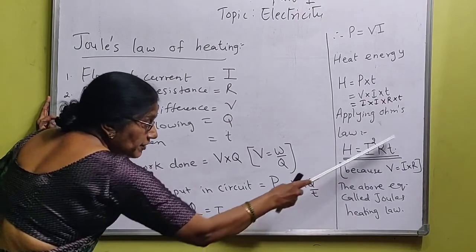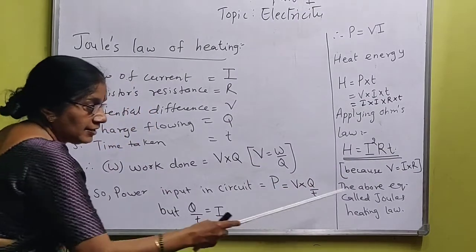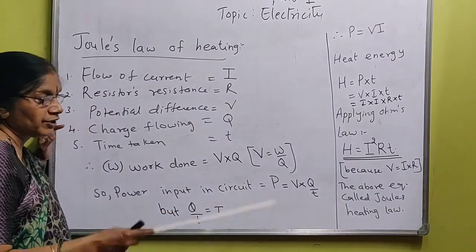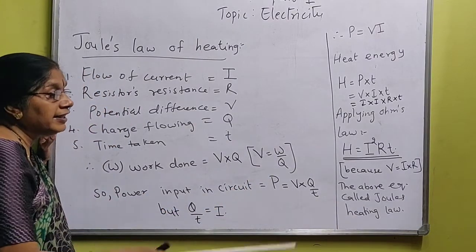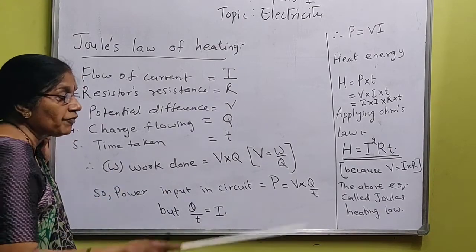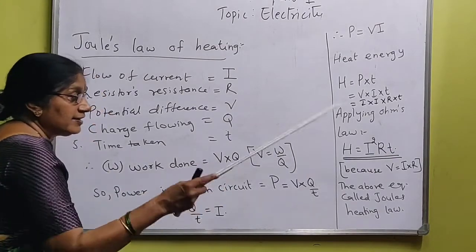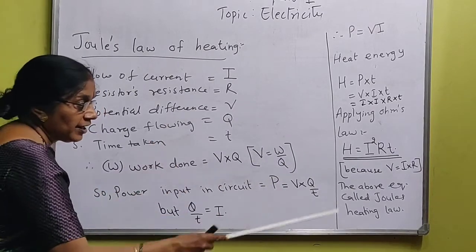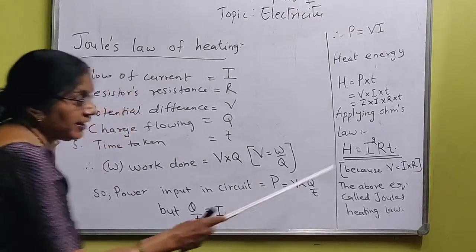This particular equation is called Joule's heating law. Joule found out this equation, so it is named after him. What does the heating law of Joule say? It is the product of the square of the current, the resistance and the time taken for the current to pass through the circuit. This is called Joule's heating law.